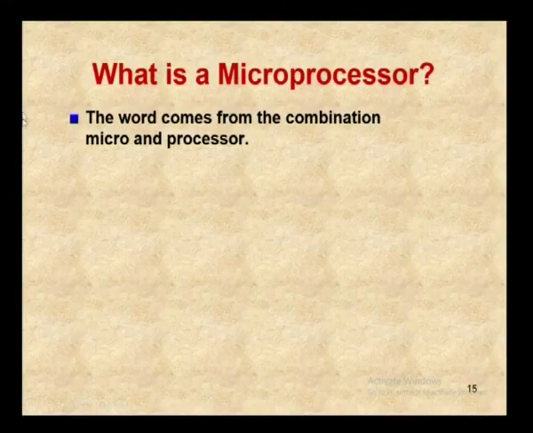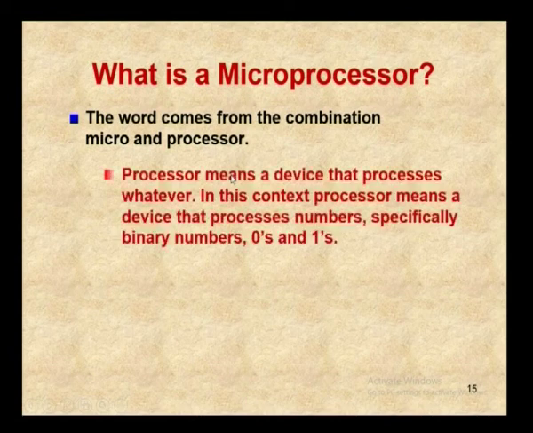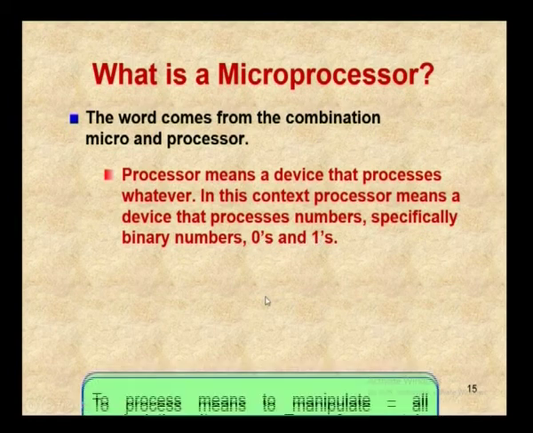How did the word microprocessor come about? It has two words, micro and processor. Micro means very small. Processor means it processes something. So, a microprocessor processes data. Data in a microprocessor is represented by zeros and ones, so it cannot process just any data. It can process only digital data, that is zeros and ones.